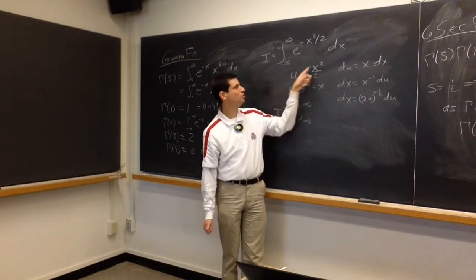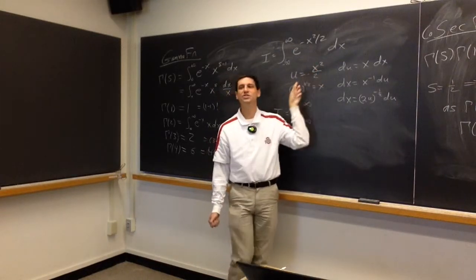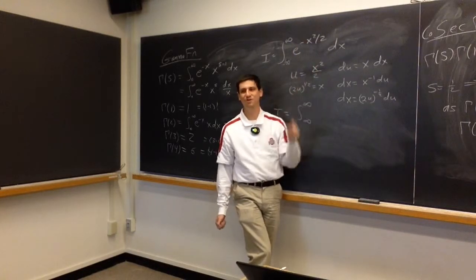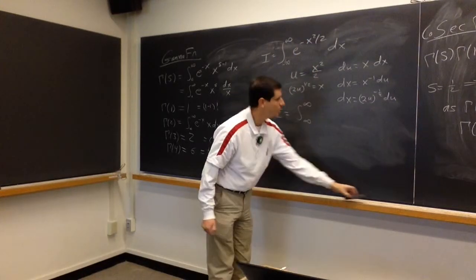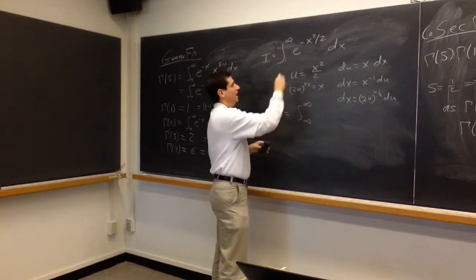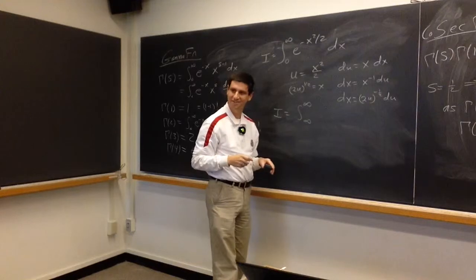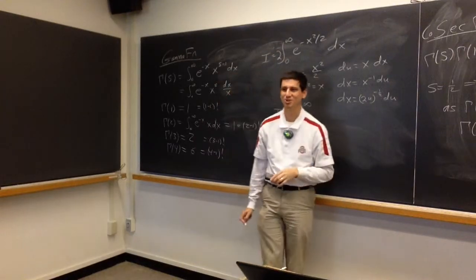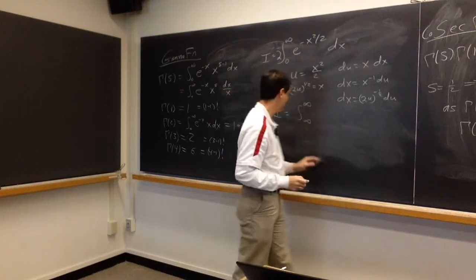So the mapping u equals x squared over 2 is not one-to-one from minus infinity to infinity. It is from 0 to infinity. So rather than integrating from minus infinity to infinity, what should we do up here? Cut it in half. Can you just cut it in half? Yeah, it's symmetric. Okay. Works for me. And then we'll multiply by 2. And now if we do that, everything is fine.